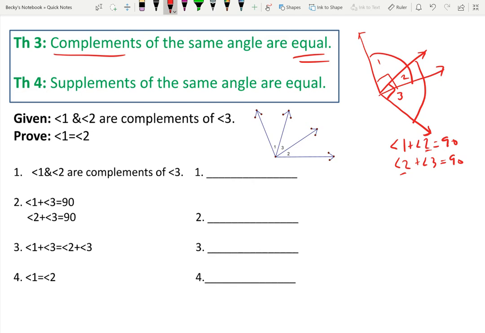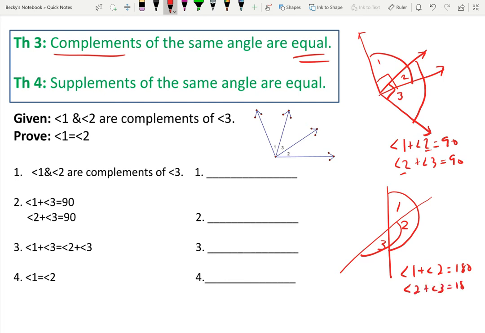Okay, so the same thing works for supplements. So if I have 180 degrees, angle 1, 2, 3. So these two equal 180. And then these two equal 180. So angle 1 and angle 2 equals 180. And angle 2 and angle 3 equals 180. They both have angle 2 in common. So this is the supplement. So according to the theorem, the supplements are equal.